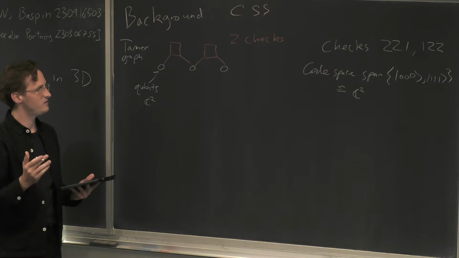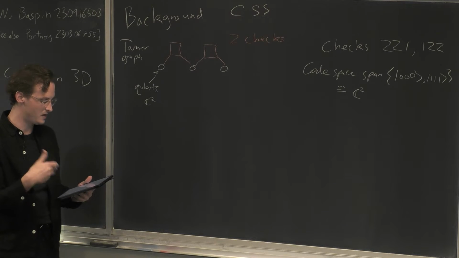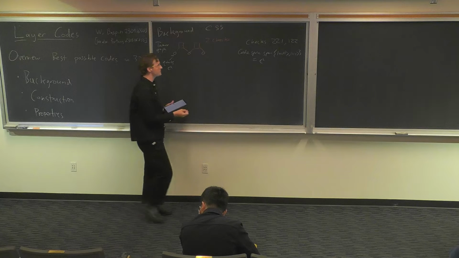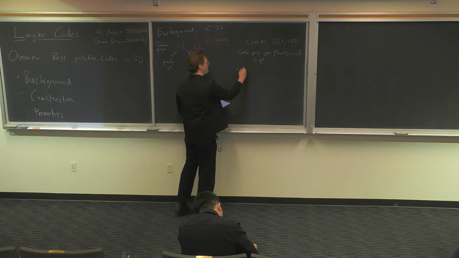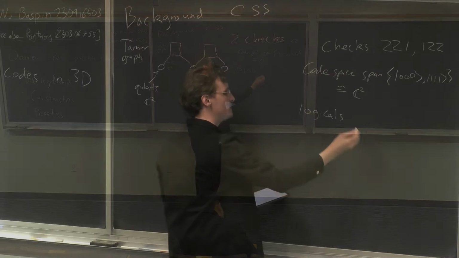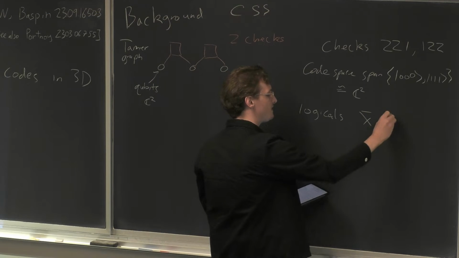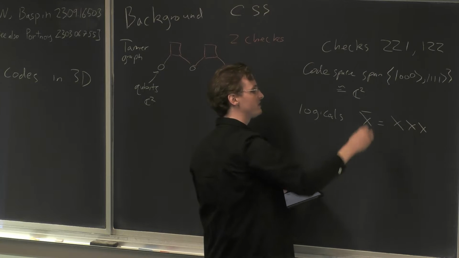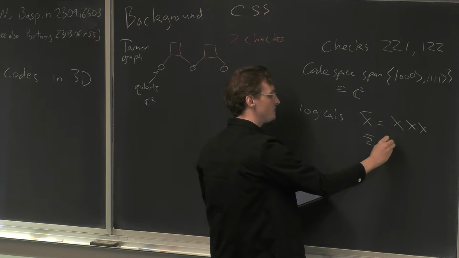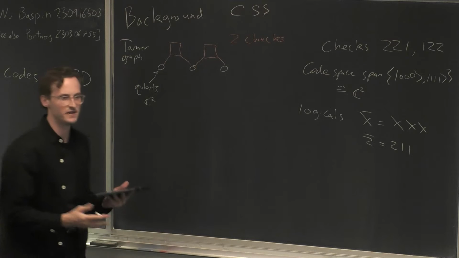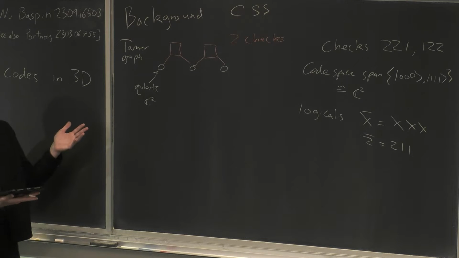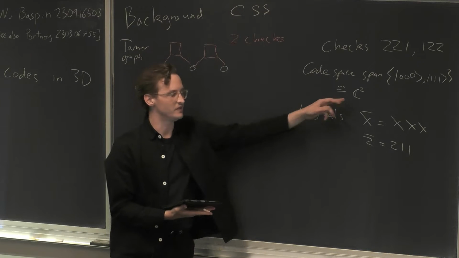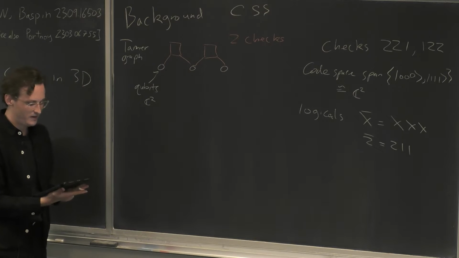Beyond these checks, the other class of operators we're interested in are the logicals, which commute with all the checks but are not generated by them. Hopefully this is familiar. The logicals, which I denote like this: X is going to be flipping all spins, which you can check commutes with those checks, and Z, which I'll write like this. Any Z will commute with these checks, and a single Z or any odd number won't be generated by them. Good, so these form your logical Pauli algebra. I'll give you this qubit.